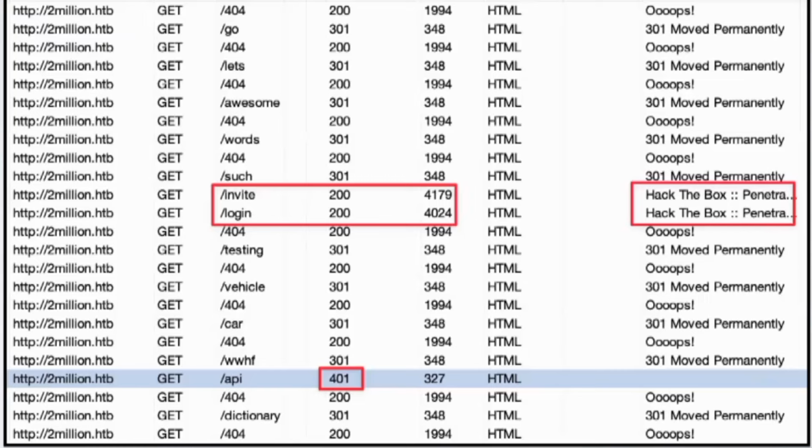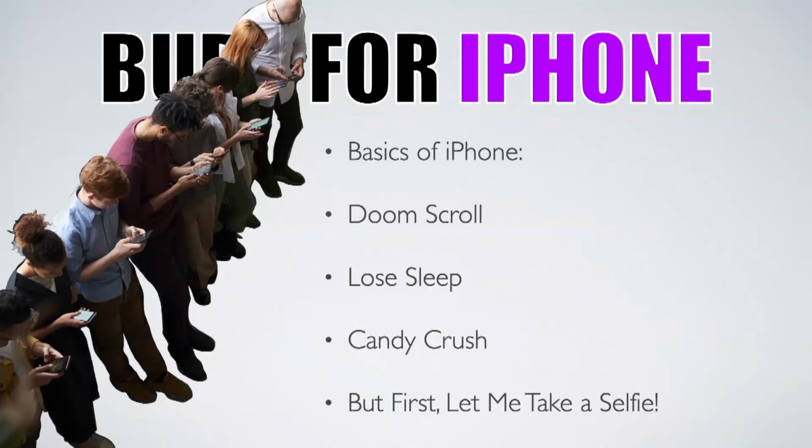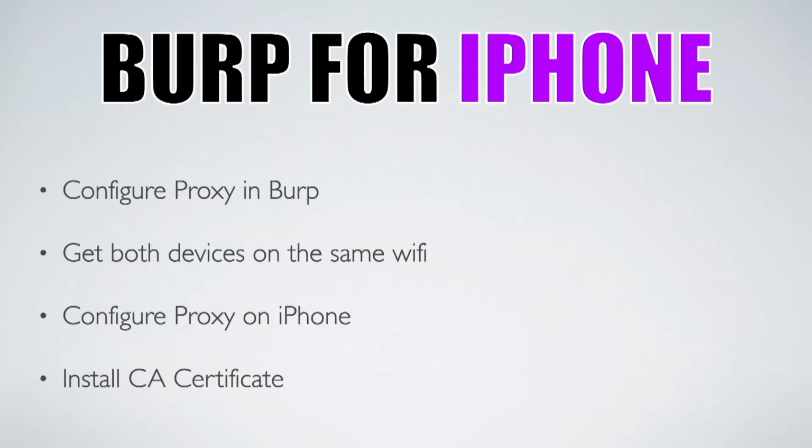So, and that took 10 minutes. All right, so just for clarification, you can absolutely do this with Android as well, but I own an iPhone, so that's what I had for the presentation. It is going to be a little different, but we're going to configure the proxy in Burp Suite, get both of the devices on the same Wi-Fi SSID, configure the proxy on the iPhone, and then install the CA certificate. And all these steps are going to be a little different than before.